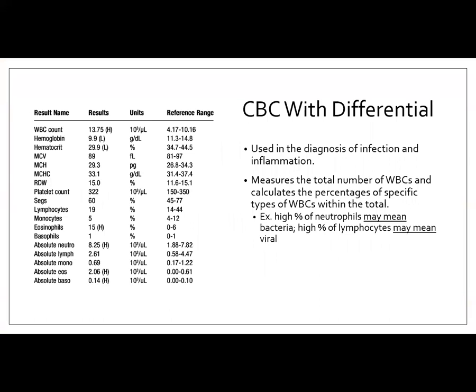So your CBC with differential is used to diagnose infection and inflammation. It measures the total number of white blood cells and calculates the percentage of specific types of white blood cells within the total. So as an example, a high number of neutrophils may mean bacteria, a high number of lymphocytes may mean viral. So it's just kind of helpful.